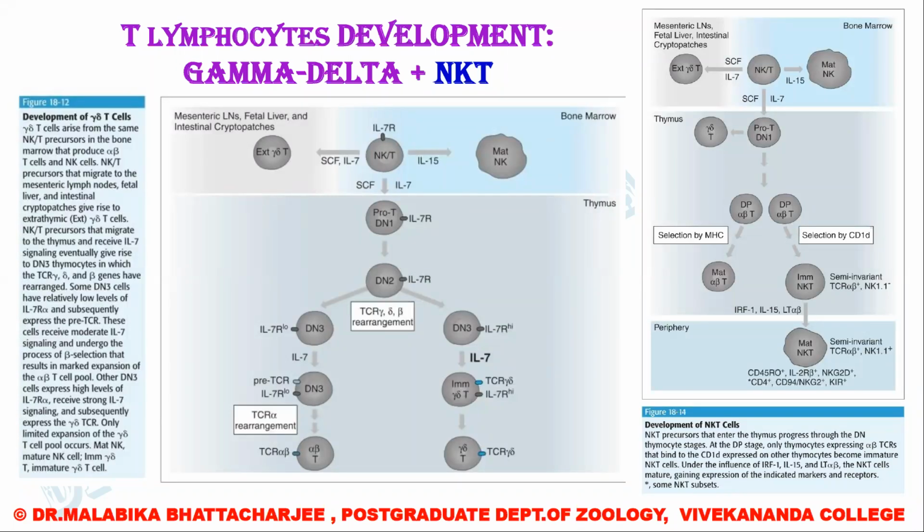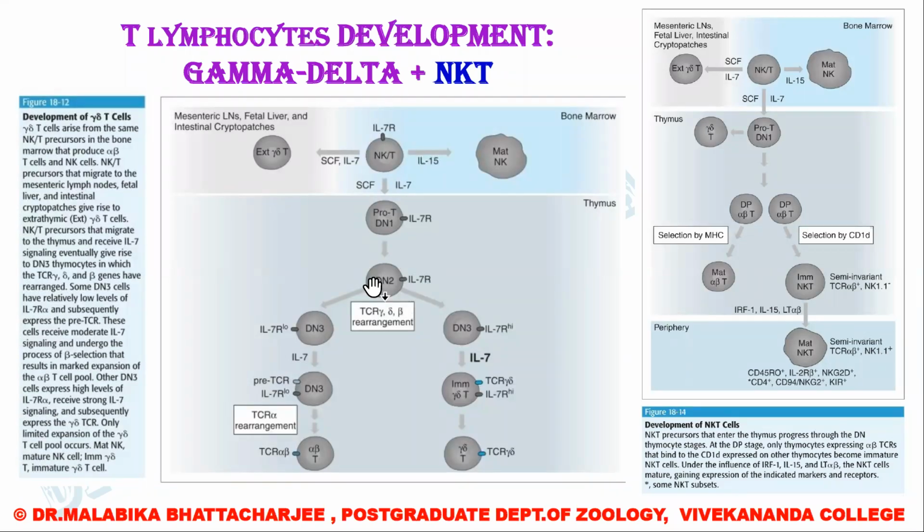But some of the natural killer T lymphocyte precursors migrate into the thymus. Here, the precursors migrate into the thymus and receive IL-7. The IL-7 signaling actually gives rise to the double negative 3 stage. So the double negative 3 stage is achieved when the initial double negative 1 cell receives the interleukin 2/7 signaling.